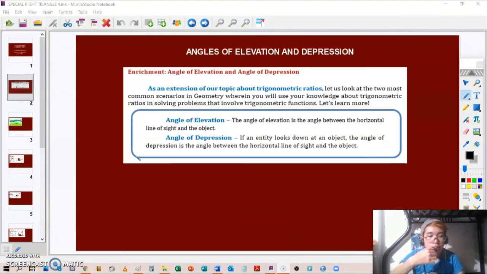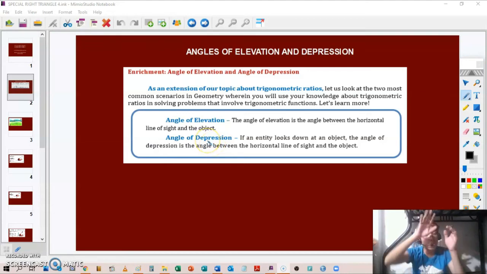So for the last part of our lesson, let's have a look at our enrichment, angles of elevation and depression. As an extension of our topic about trigonometric ratios, let's look at the two most common scenarios in geometry wherein you'll use your knowledge about trigonometric ratios: the angle of elevation and the angle of depression. The angle of elevation is the angle between the horizontal line and the line of sight to the object, and the angle of depression is when you look down from a certain place. If an entity looks down at an object, the angle of depression is the angle between the horizontal line and the line of sight to the object.